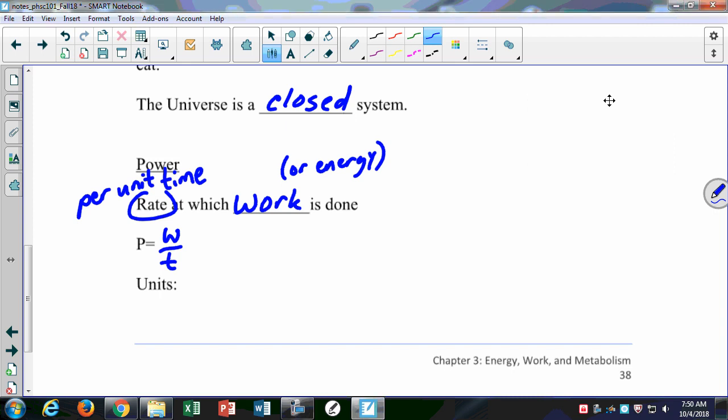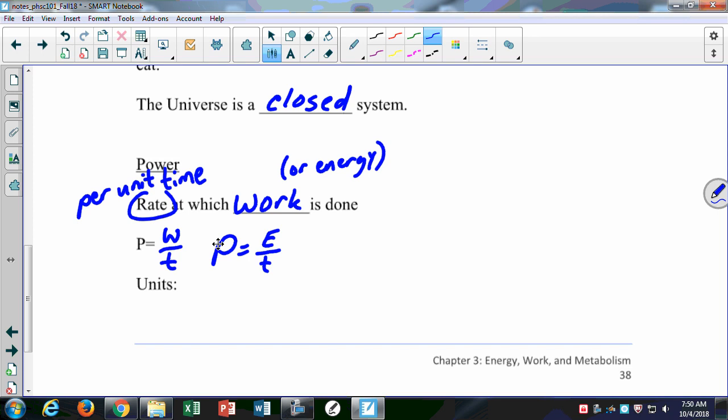Power is work over time. We can also say that power is energy over time. Don't get this confused with pressure. Fortunately, we won't see both pressure and power on the next exam. So the P stands for power.